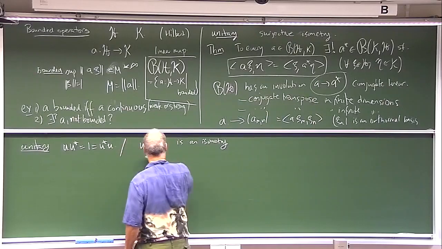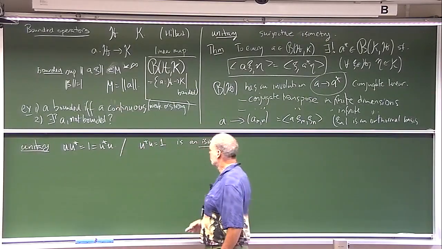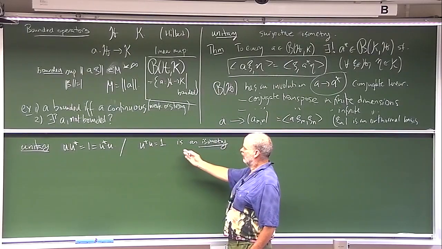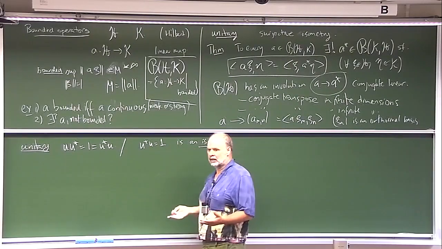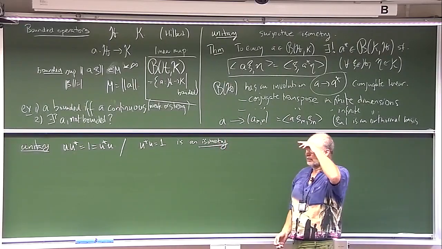So there's two notions, unitary and isometry. And remember, a unitary is a surjective isometry. And if you write it down, you'll see that this condition is exactly the one that says that it preserves the inner product. I think this is correct.